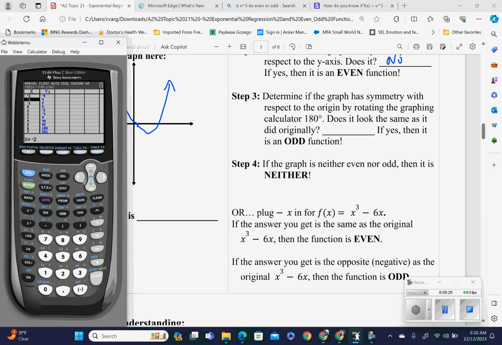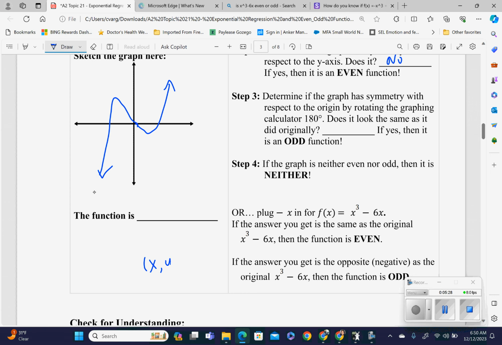Again, you take your coordinates, x comma y, and if you make them the opposite, which means you negate them, that function is odd. So this is an odd function, and the answer is yes to this one. It looks the same as it originally did. If I took my paper and flipped it, it would look exactly the same. If it was moved up here somewhere, then it could be neither. So right now the original function is odd.